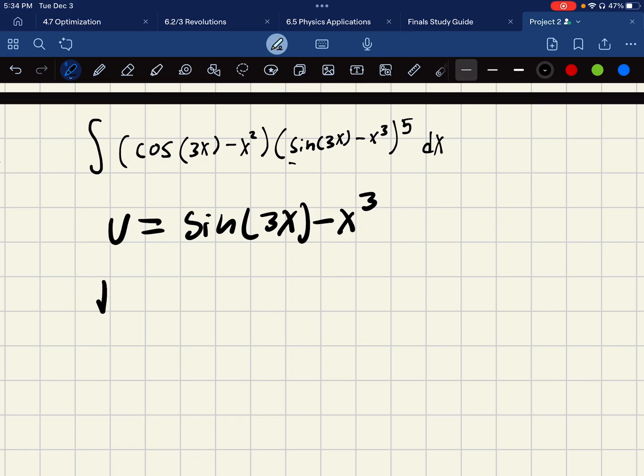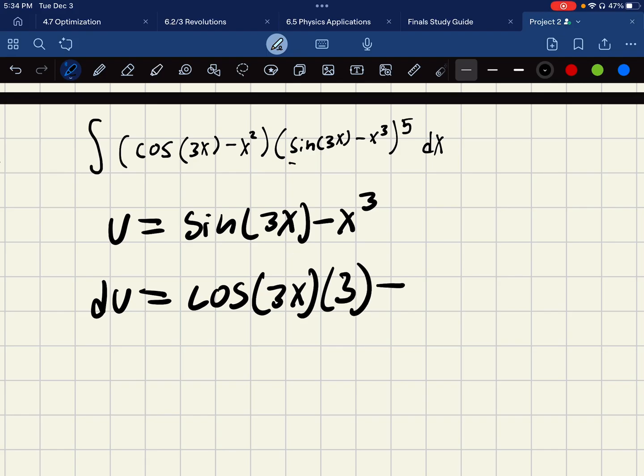So now we're just going to find du. So the derivative of sine is just cosine of 3x, and then we need to do chain rule, so times the derivative of the inside term, which is just 3 minus the derivative of this, which is, and we're putting all this in parentheses, 3x squared, boom, like that, and then dx. Perfect. Boom. Okay.